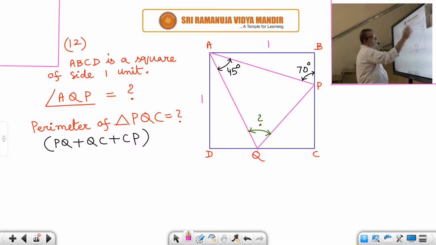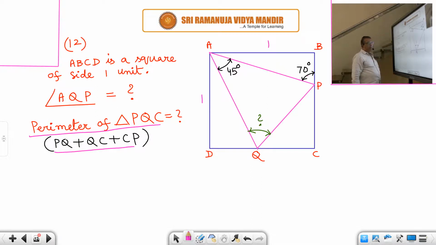And here that 70 degrees is also given. Angle APB is 70 degrees. Then what is the angle AQP? This is the question. And also, what is PQ plus QC plus CP? That means if you consider the triangle PQC, the perimeter of the triangle PQC.